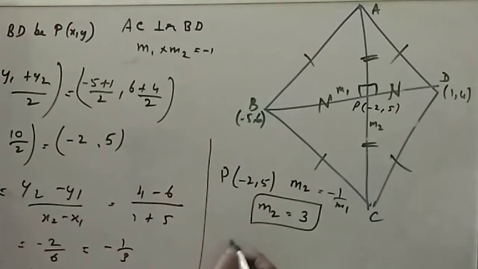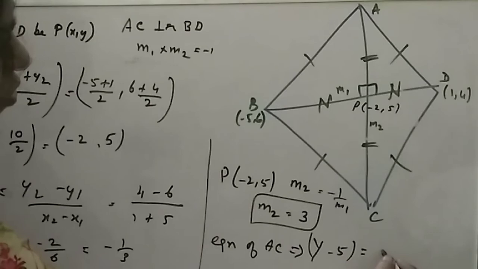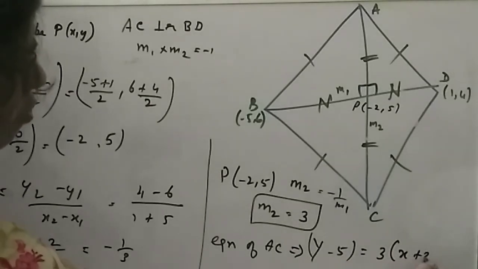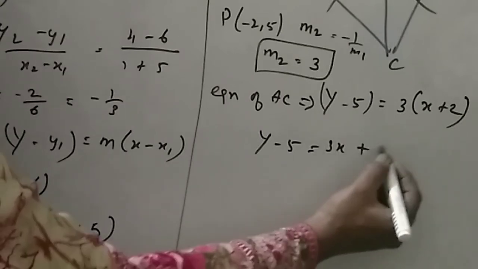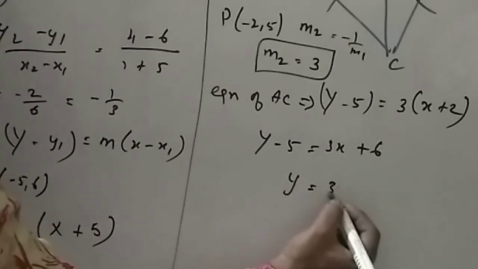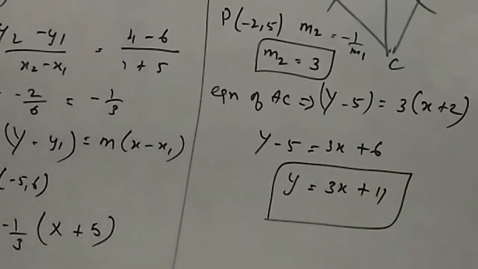So now equation of a line AC. y minus 5 is equal to 3 into x plus 2. So y minus 5 is equal to 3x plus 6. Y is equal to 3x plus 11. Okay, what is the equation of a line AC? Y is equal to 3x plus 11.